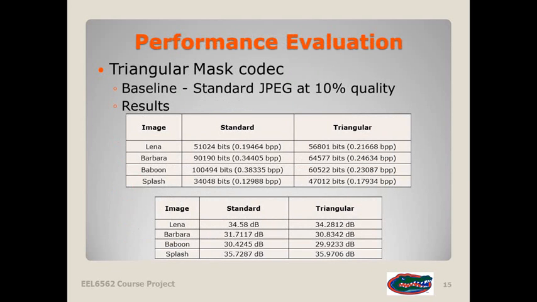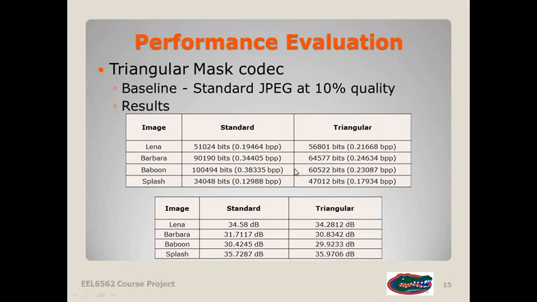Evaluation of the performance of the triangular mask codec. For this method, we used a baseline of standard JPEG at 10% quality. The table on top shows the resulting encoded image sizes for both methods. As you can see, the triangular method performed worse than the standard method on certain images, but then on other images, such as the baboon, it performed much better.